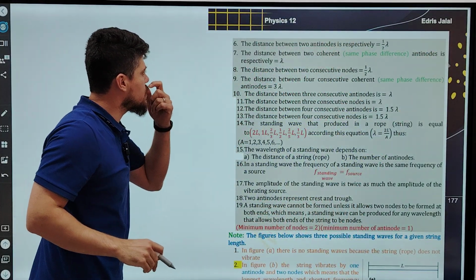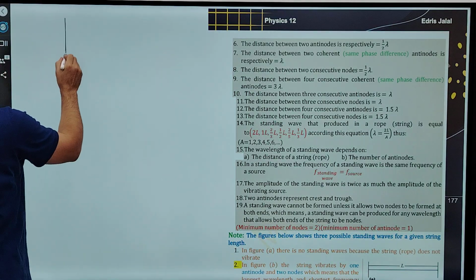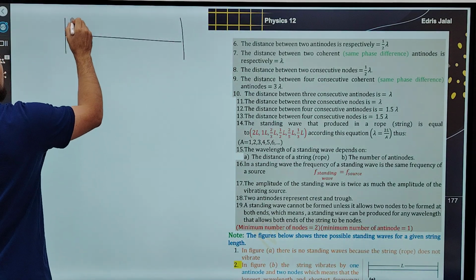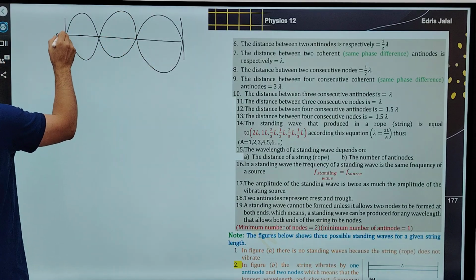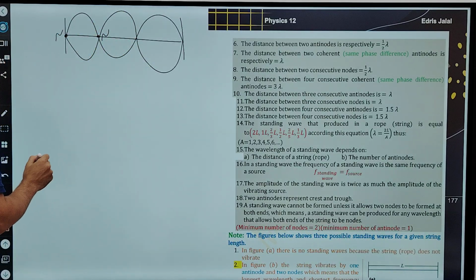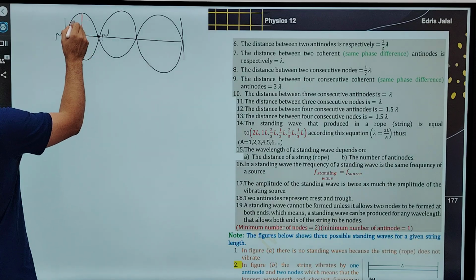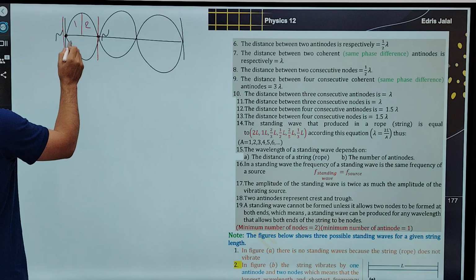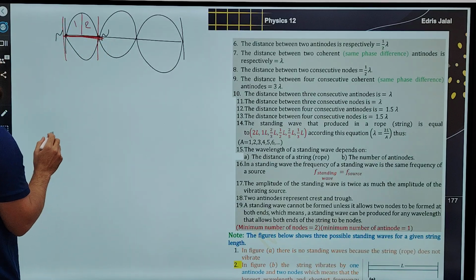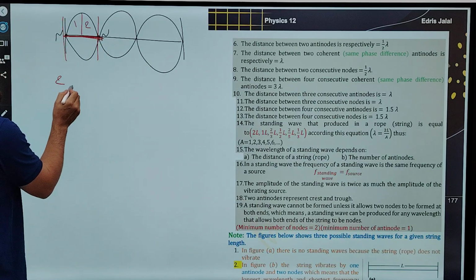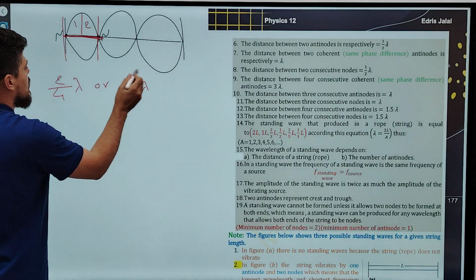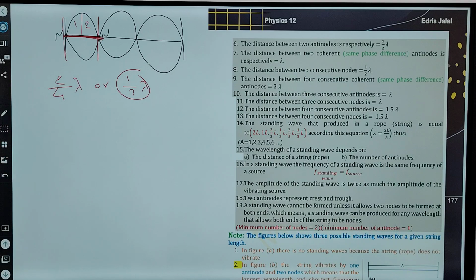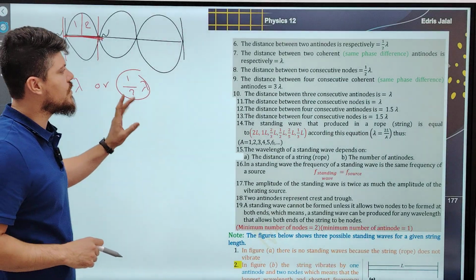The distance between two consecutive nodes is equal to half wavelength. The distance between two consecutive nodes, this is a node and also this is a node. Okay. The distance between two nodes respectively is equal to how many wavelength? How many quarters do we have? 2. 2/4 wavelength, or you can say 1/2 wavelength. So we can say that the distance between two nodes respectively is equal to half wavelength.